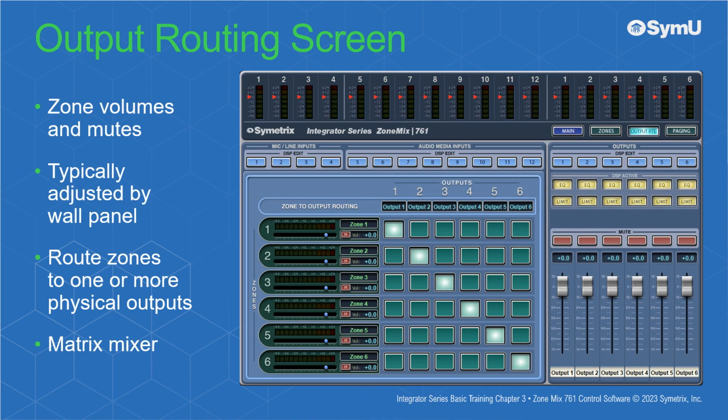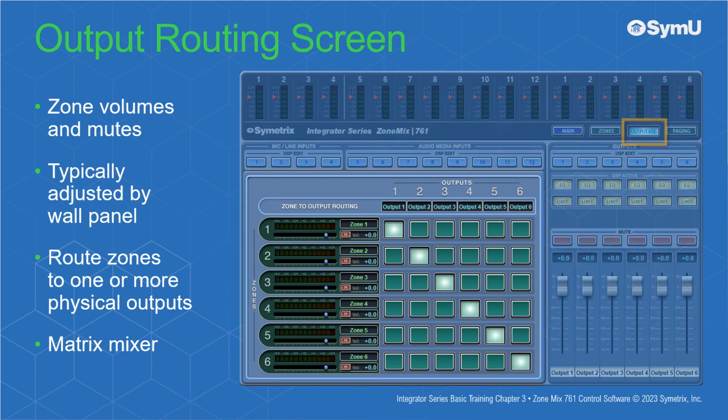The output routing page is accessed via the Output Route button. The zone volumes and mutes are found on the left-hand side of the Output Route section. These are the volumes and mutes typically adjusted by a user's wall panel.